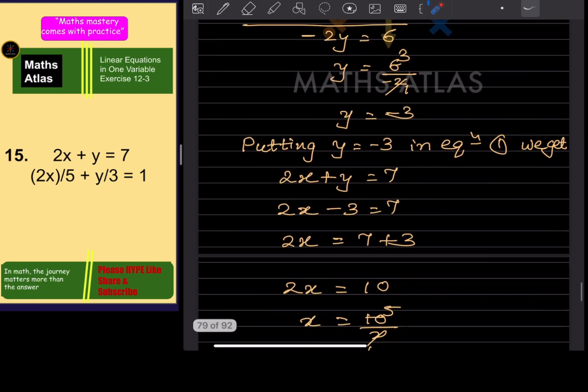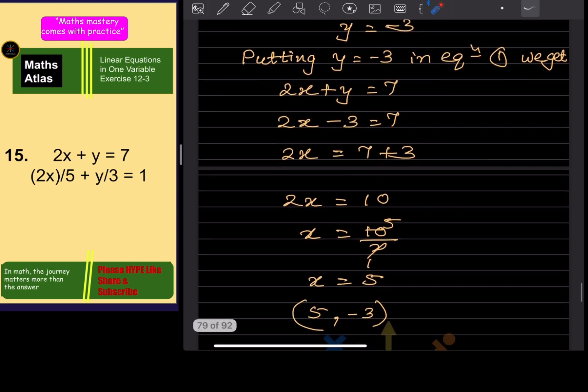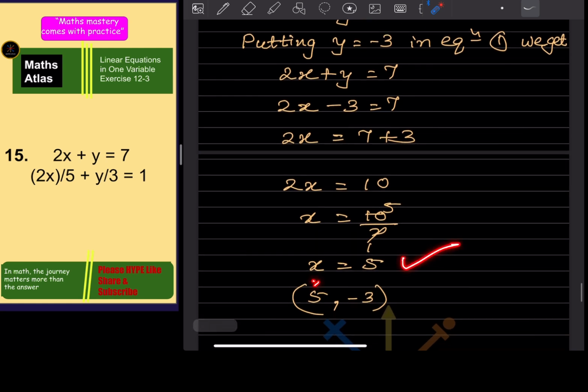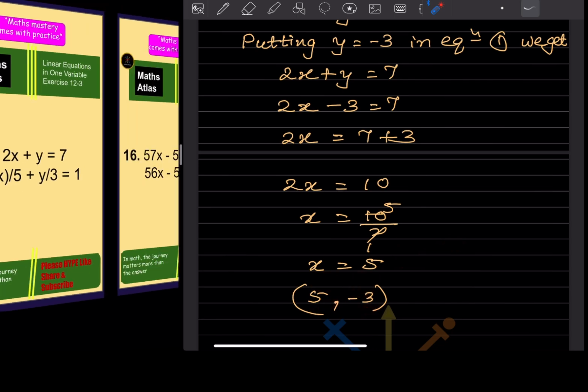So putting y is equal to minus 3 in equation number 1. So this is equation number 1, and in place of this y, you will put a minus 3. After solving this, we get the value of x is 5. So this is x and this is y. So 5 and minus 3.